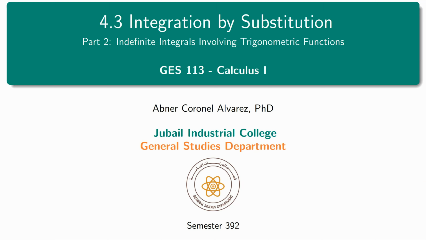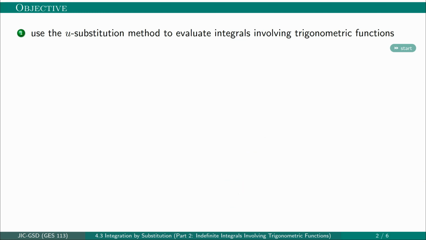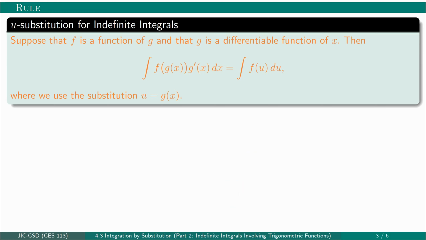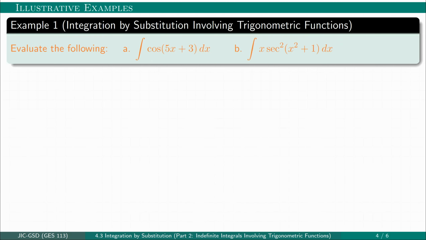In the first episode, we have evaluated integrals involving algebraic functions. In this second episode, we are going to use the substitution method to evaluate integrals involving trigonometric functions or product of trigonometric functions. Let's recall the formula. We have the integral of f of g of x, g prime of x dx is equal to the integral of f of u du using the substitution u equals g of x.